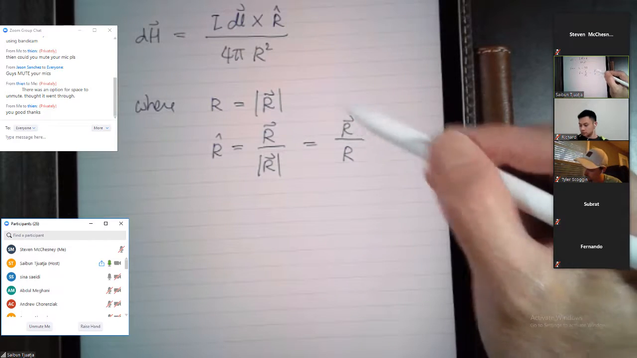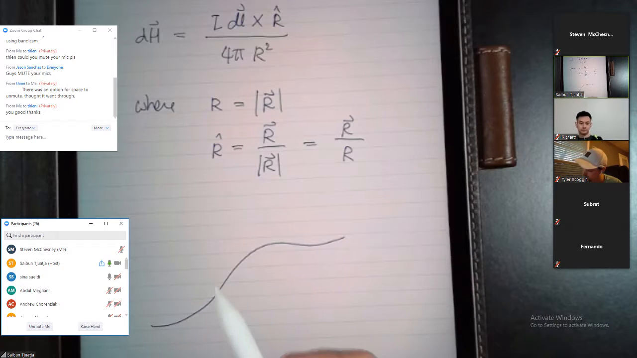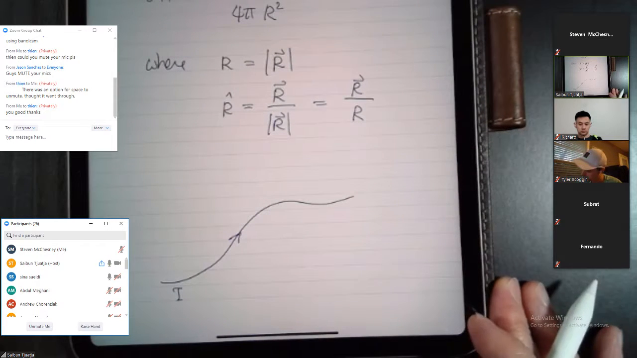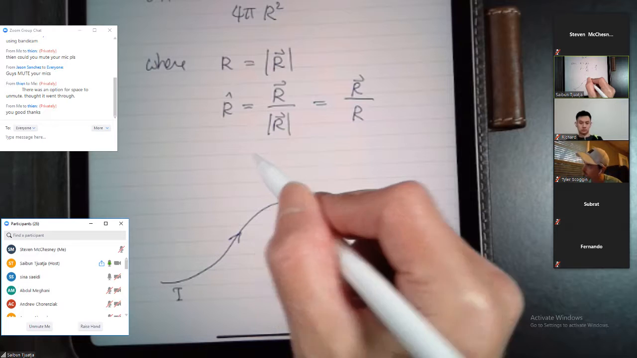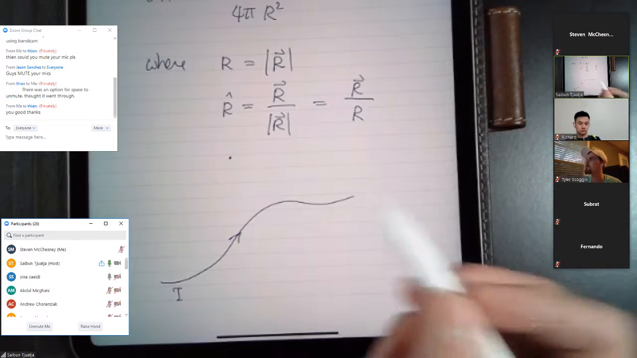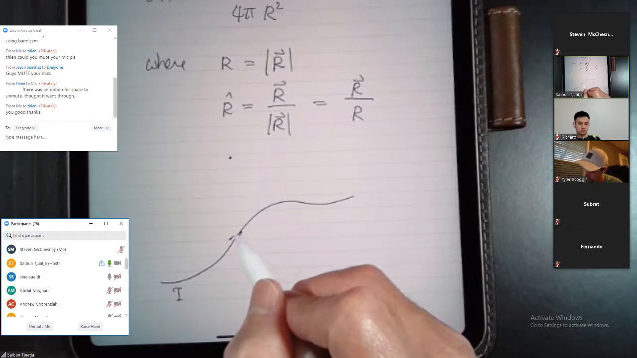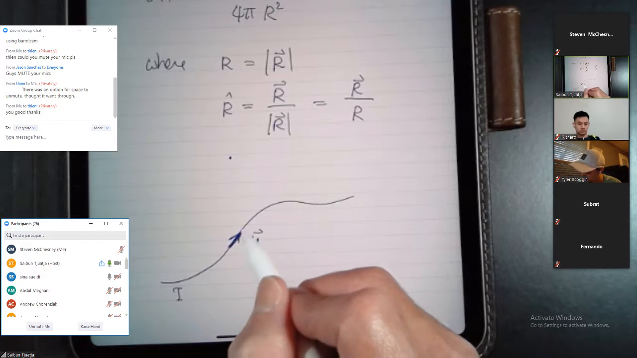So what does all this mean? Suppose I have a wire with current flowing through it. The amount of current is I. I pick an observation point here, and I have this tiny little differential element dl, which is a vector.